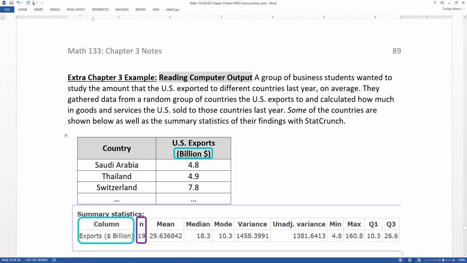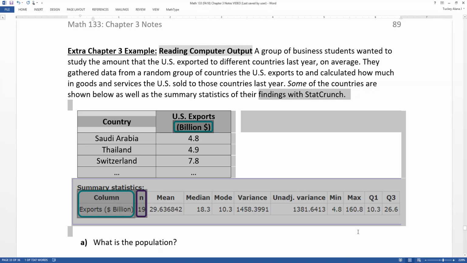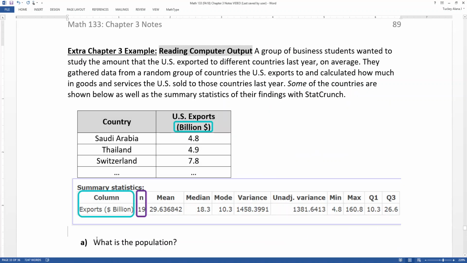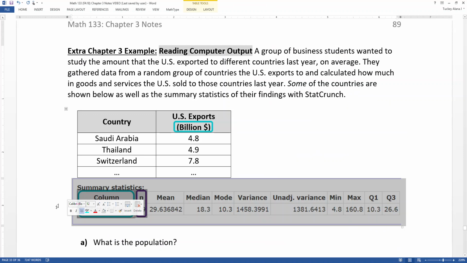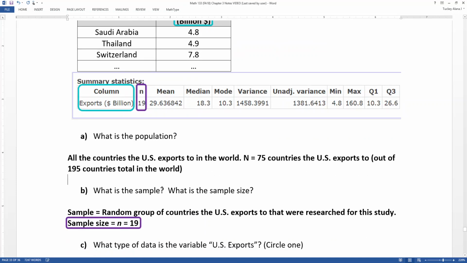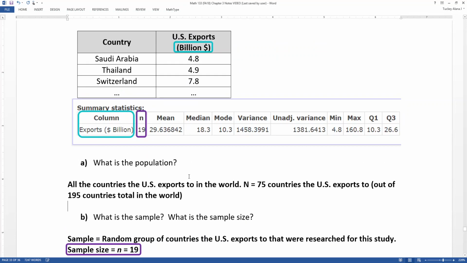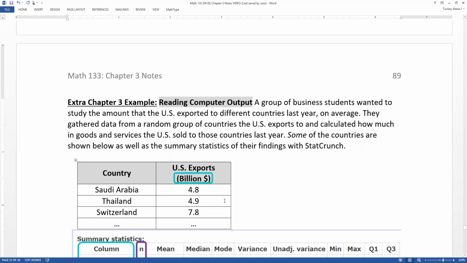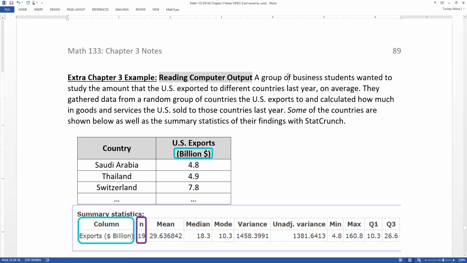They're probably not interested in just these 19 random countries. Maybe those are the only 19 they had for whatever reason, but they want to make inferences from there about the whole population of all 75 countries that we export to, or perhaps all 195 countries, who knows, in the world. So if they want to make an inference from a small group to a larger group, right, from a sample to a population, then that's inferential. And that seems much more likely in this case, right? They're probably not just interested in looking at the 19, they're interested in overall, how much does the US export to different countries?